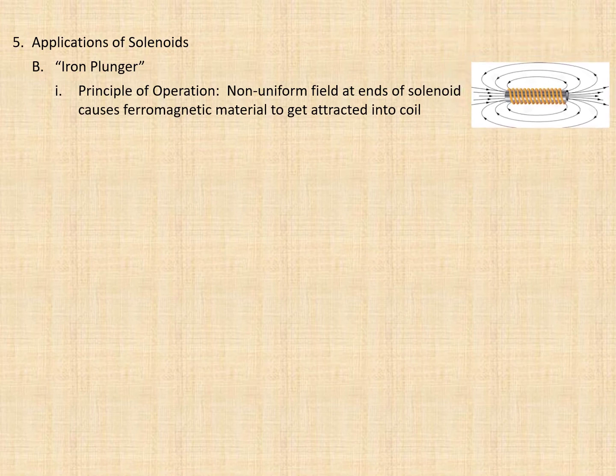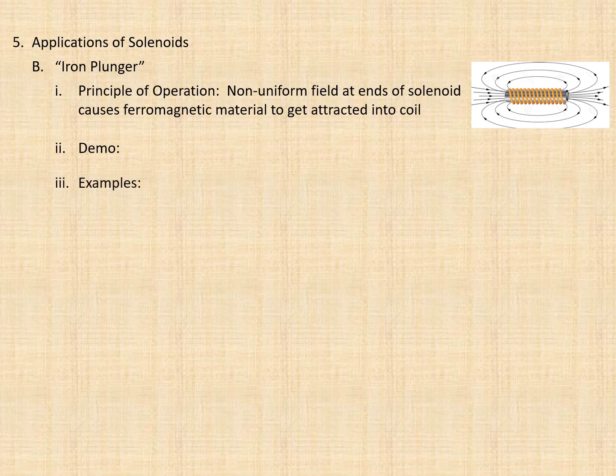So another very common application of solenoids is the iron plunger. The iron plunger exploits the fact that the magnetic field of a solenoid is not uniform at the ends of the solenoid. There's this fringing effect, which has the effect of being able to draw a ferromagnetic material like an iron rod right into the coil. Okay, so this effect will be demonstrated for you either in real time or in a video clip that will be inserted.